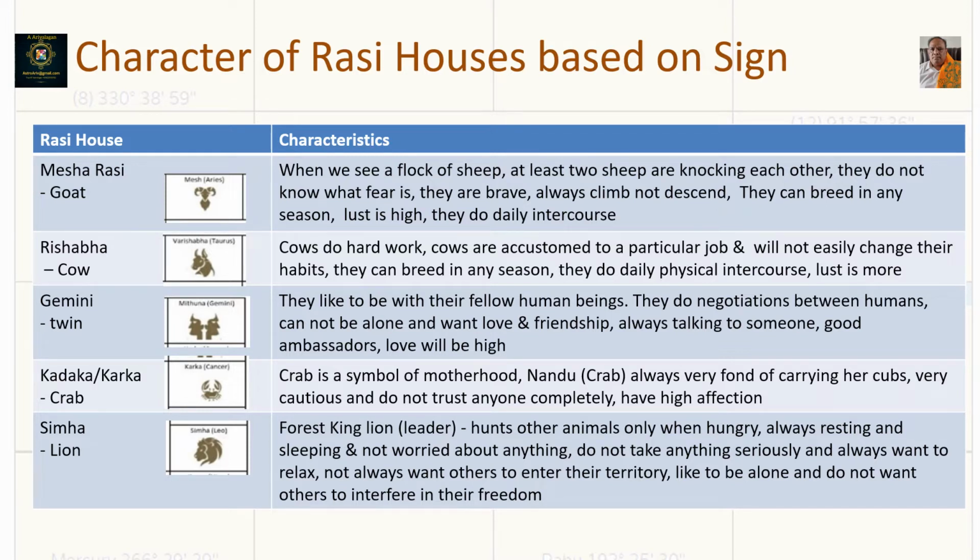They cannot live alone and want to live in love and friendship, always talking to someone. If you see them, they will always talk to someone, and they will talk with double meaning. Because of the word twin, they will speak one word only, but it will have two meanings. Always talking to someone, they are good ambassadors, and they also have very high love.